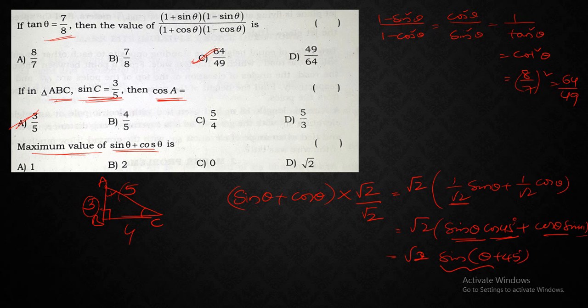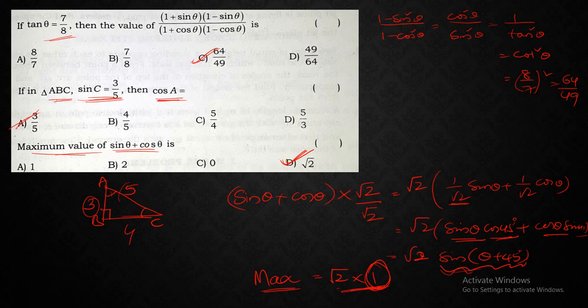Right. So what is the maximum value of sin theta? The maximum value of sin theta is nothing but 1. So root 2 into 1. So for the maximum value, just multiply with its maximum value. So root 2 into 1 is root 2. So maximum value is root 2. If you ask about the minimum value, then what is the minimum value of sin of theta plus 45? Sin's minimum value is minus 1. So then you will be getting minus root 2.